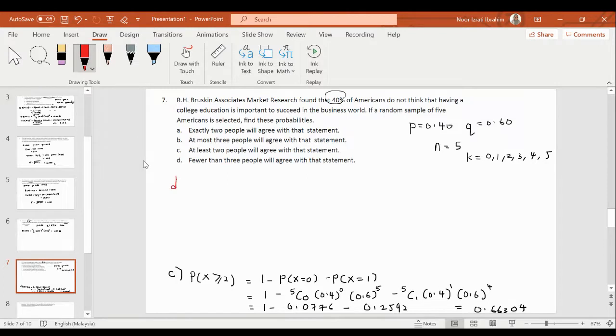Okay, for the D, fewer than 3 people means less than 3 people. So you want to find x less than 3. Less than 3 means probability when x equals 0 plus probability when x equals 1 plus probability when x equals 2. So you have to find them one by one like the ones I did from A to C, showing all the working steps. Then the final answer you should get is 0.68256.